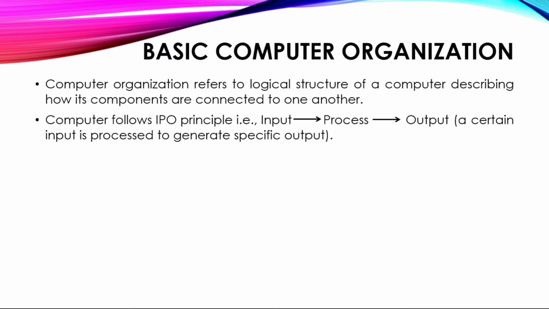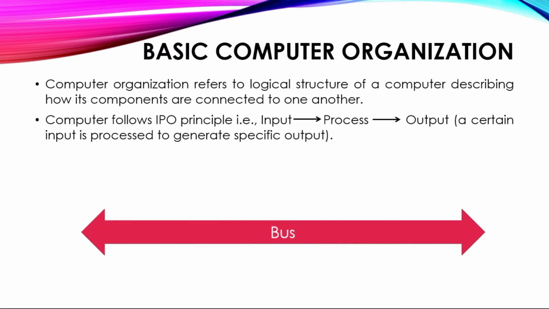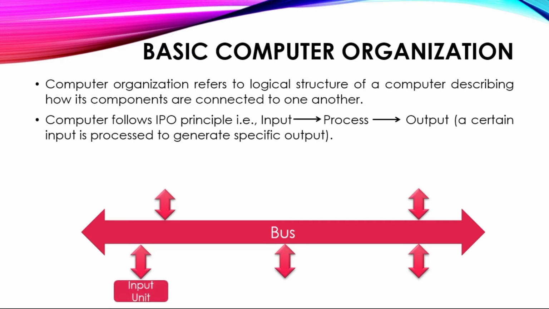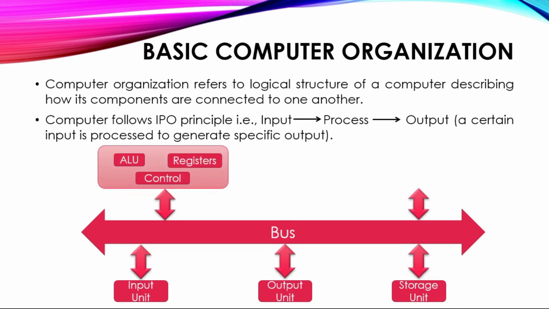Next we'll see the structure, or we can say the functional components of computer. The bus, 5 components: input unit, output unit, storage unit. Now this component comprises of 3 different things, that is ALU, registers and control. This whole component is termed as CPU. And the last is memory. In detail we shall see all the working of these components.